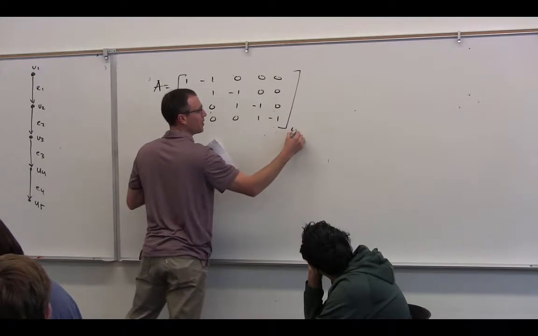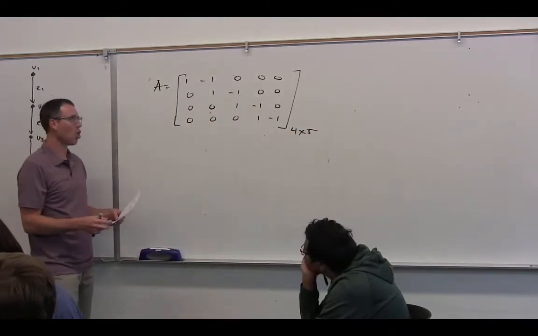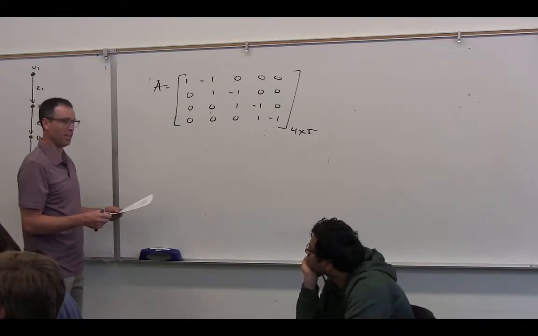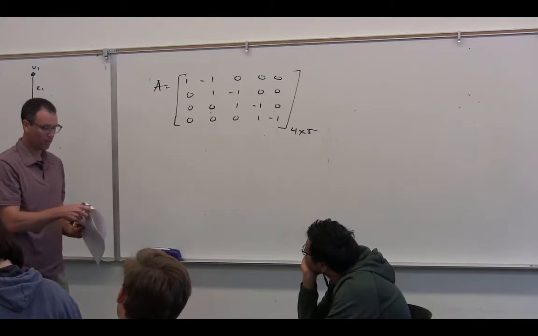What would we say about this thing? From a class, is it square? Is it tall and narrow? It is short and wide. What if I wanted to turn it into a tall and narrow matrix? Transpose it.